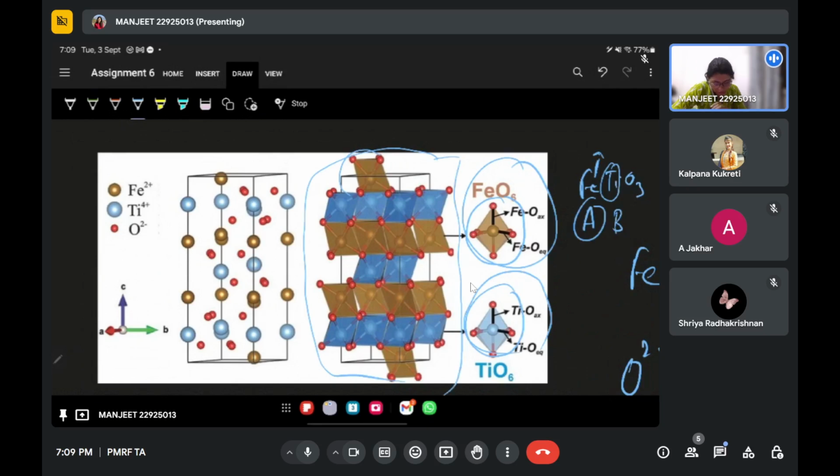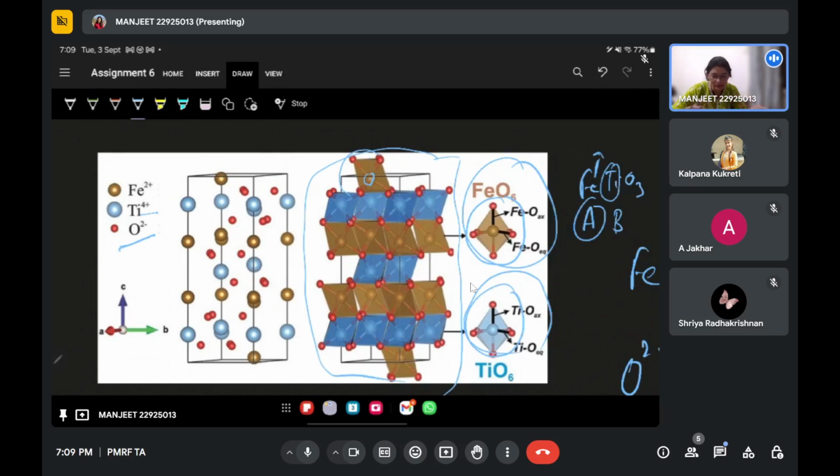If you see from here, the red one is oxygen, the blue one is titanium, that is titanium 4 positive, and the golden one is Fe 2 positive. If I look at the golden one, how many oxygen atoms is it connected to? Four are arranged in a plane, and one will be above and one below, because there are four in the plane.